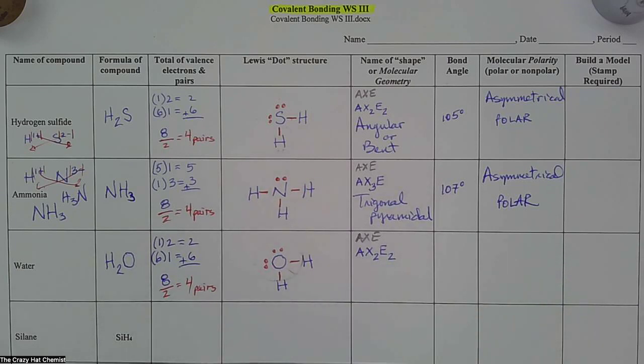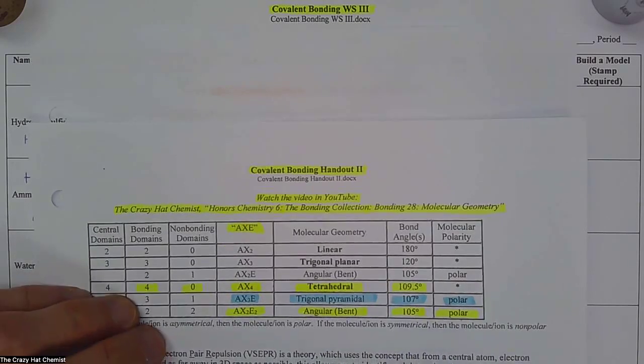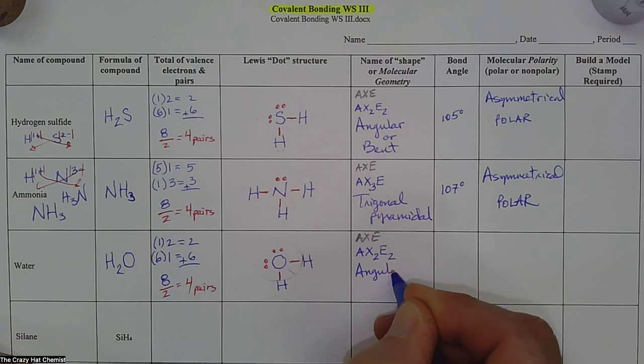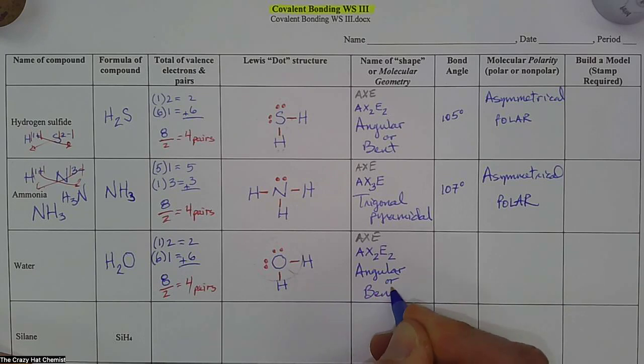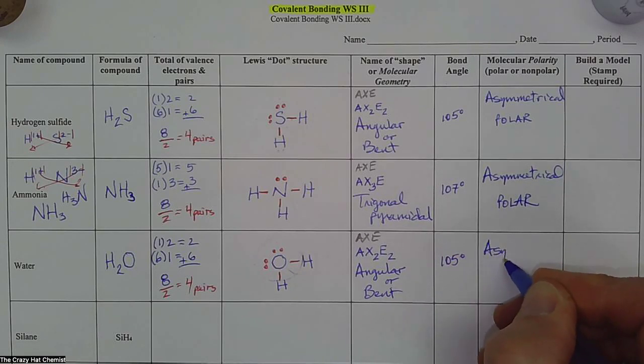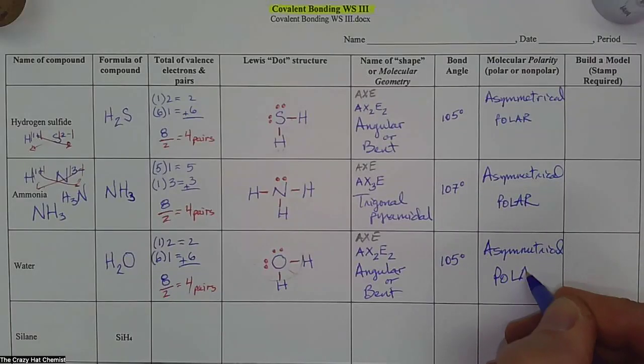So I'm going to look at my table here, and I'm going to find AX2E2. That's angular or bent, 105 degrees, and it's polar. That's right. So it is angular or bent, and that's 105 degrees, and it is asymmetrical. And I will show you that with a model, and therefore it's polar.